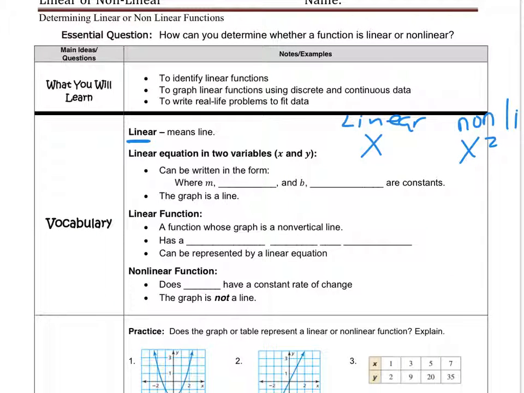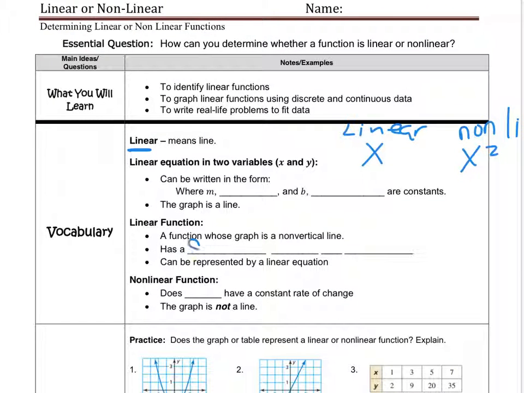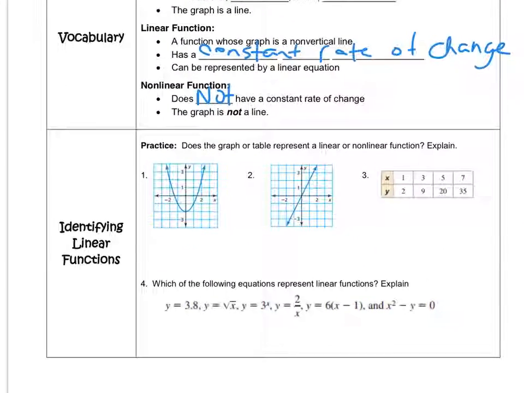Okay, the biggest thing you need to know about a linear function is that it has a constant rate of change. So let's put that in there. Constant rate of change. And if it's nonlinear, then it's not got a constant rate of change. So let's look at a couple of these pictures. Number 1. Does number 1 look like a straight line to you? No, it's curved. So not linear. Number 2. We look at this. This is a straight line, so it's linear.